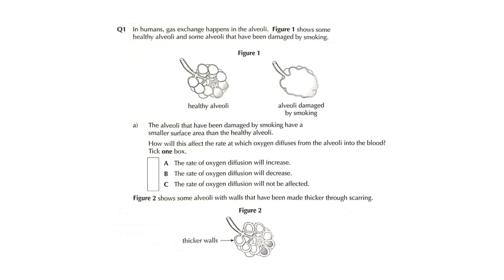Next one, in humans, gas exchange happens in the alveoli. Figure 1 shows some healthier alveoli and some alveoli that have been damaged by smoking. Do not smoke, kids. The alveoli that have been damaged by smoking have a smaller surface area than the healthy alveoli. How will this affect the rate of oxygen diffusion? If you have a smaller surface area, less oxygen can be absorbed by diffusion. Okay, so the rate of oxygen diffusion will decrease.